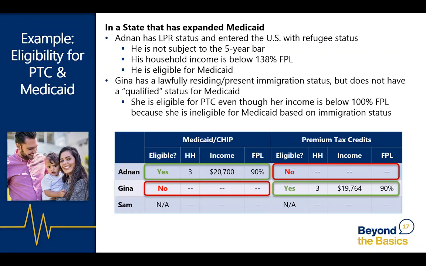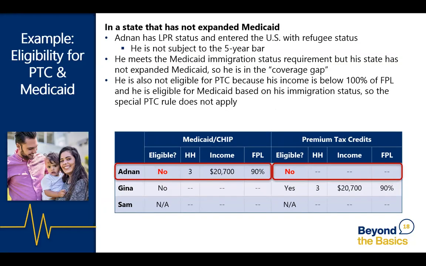So we have two very different eligibility outcomes for this family. Even though their income is at the same level, it's all about their immigration status here. But the good news is for this family, both individuals have coverage in one place or the other. Now let's look in the next slide at what happens in a state that has not expanded Medicaid.